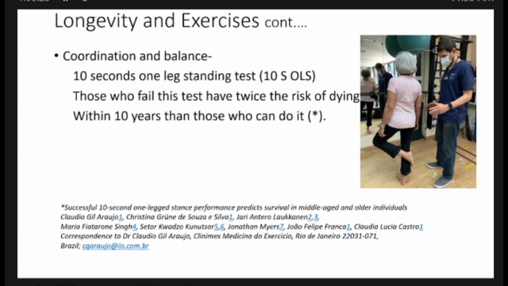Right. Next one is coordination and balancing. This paper was published in the British Journal of Sports Medicine, and they did a cohort study, and it shows that if somebody can't stand on one leg for 10 seconds, his risk of dying is twice that of those who can do that. So it's an interesting thing, taking coordination as an indicator of life expectancy.